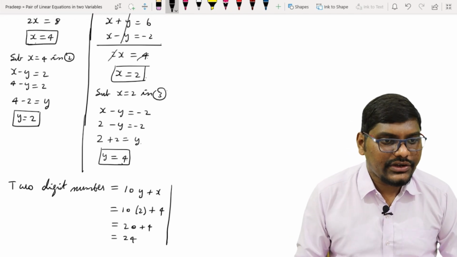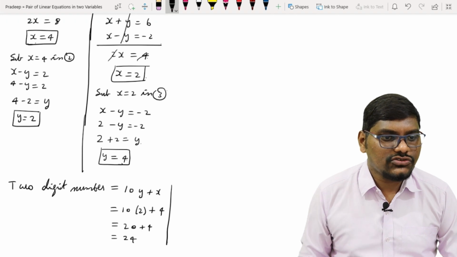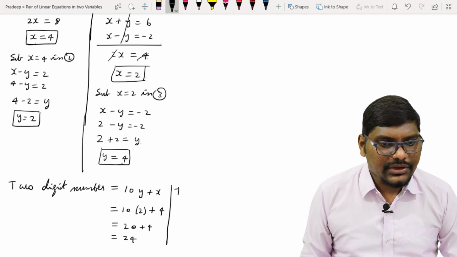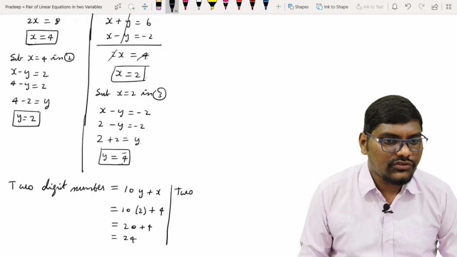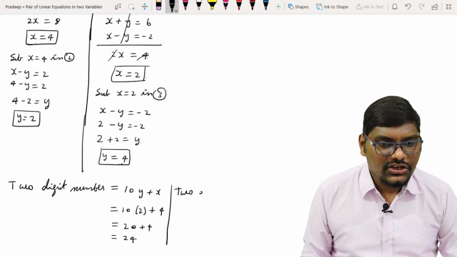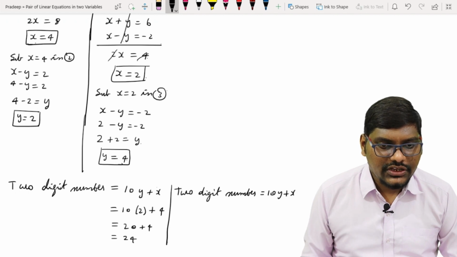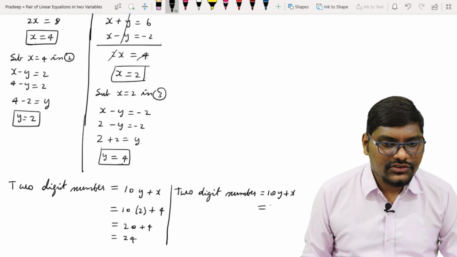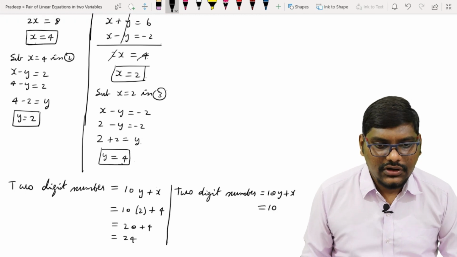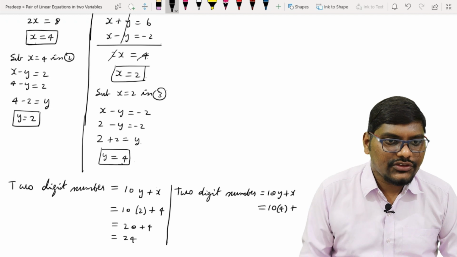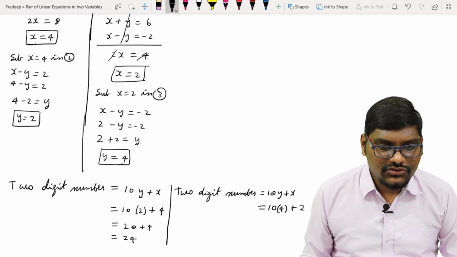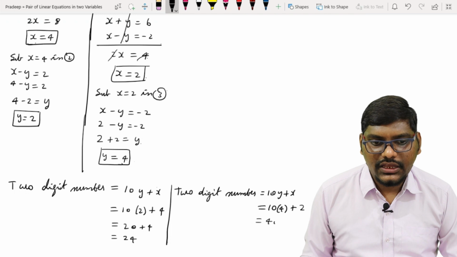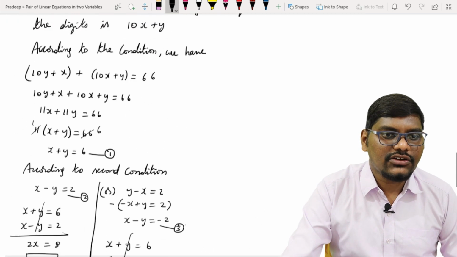So we have substituted this x equal to 4, y equal to 2 in this particular equation, and we'll substitute the same, this x equal to 2, y equal to 4, in the same equation. So I can write 2 digit number equal to 10y plus x. So that is how much? 10y, in the sense y is how much over here? y is 4. So this is 10 into 4 is 40, plus x, which was 2. So that is 42.